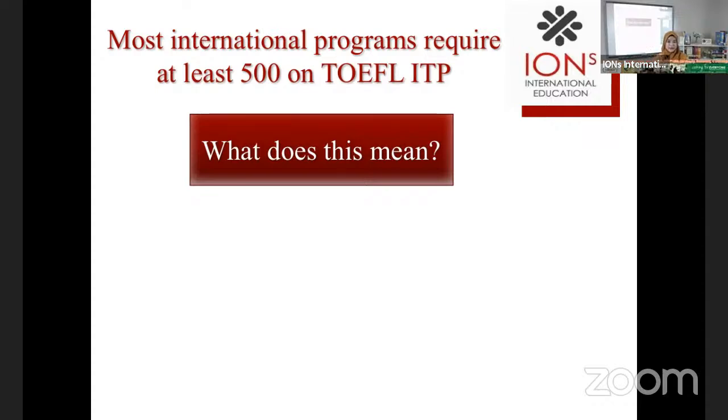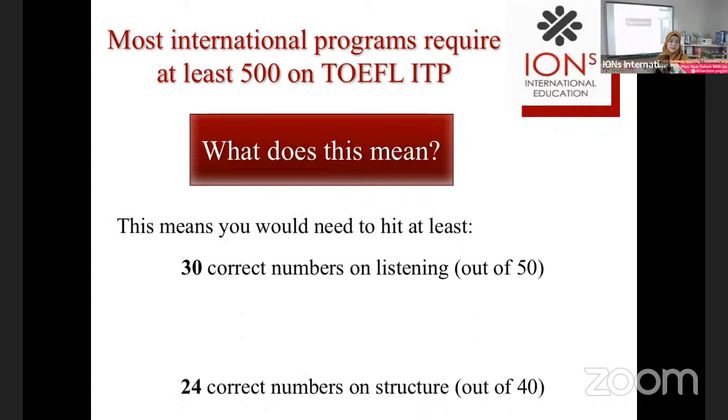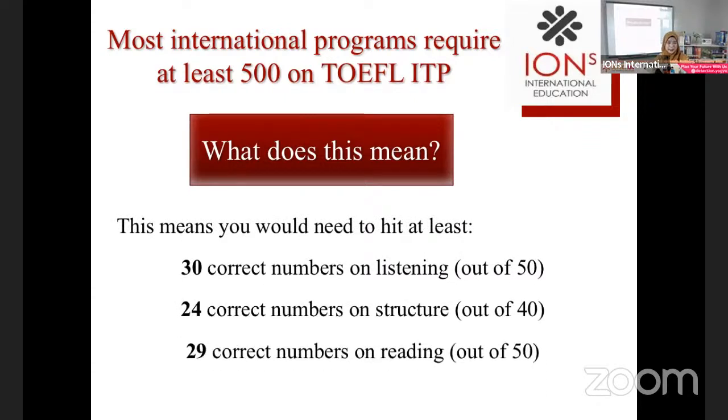What does this mean? Here I have provided you with this one. So if your target score, to be safe, is 500, you can use this scenario. At least you can do 30. You have to get 30 correct answers for the listening. So out of 50, 30 must be correct in listening.